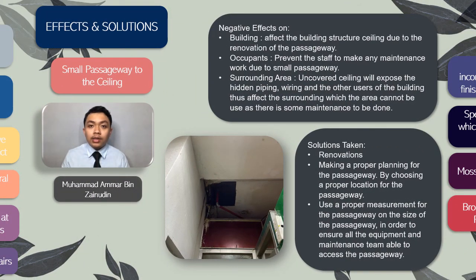The third one is small passageway to the ceiling. Negative effect on building. It will affect the building structure, such as the ceiling, which requires an improper renovation to allow the staff to do maintenance. Negative effect on occupants. It disallows the staff from making any maintenance tasks.